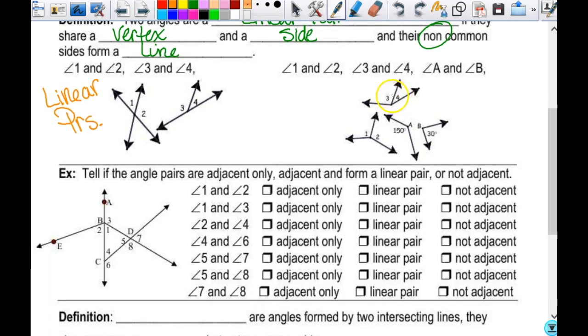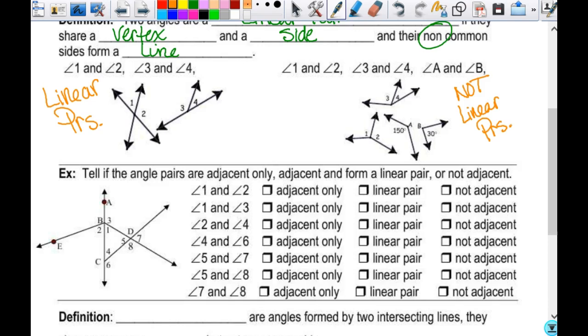Over here, these 2 are adjacent, right? But their non-common sides don't form a line. Looks like it's broken, right? And same thing here. It's like it's open too wide, so those do not work. Then these, although if I did stick them together, would their non-common sides make a line? Yes, but the problem is that they're not stuck together. They're not adjacent, right? So they're not a linear pair. So these are not linear pairs. Everybody okay with that? We good?